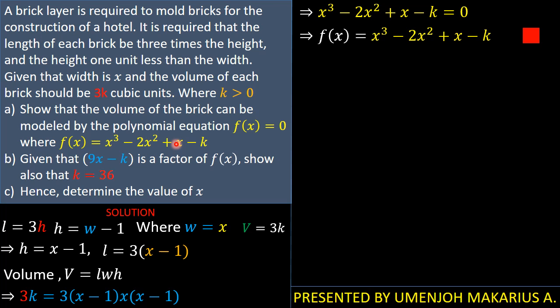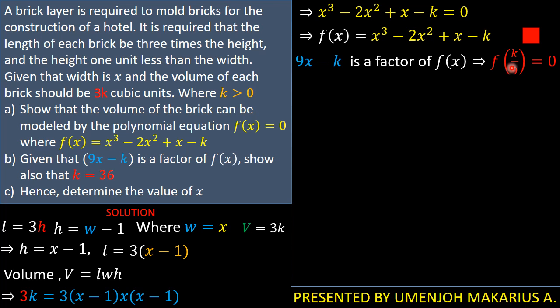Then friends, the B part is saying that given that 9x minus k is a factor of f of x, we should show also that k is the same like 36. Alright, so we should have it in mind that if 9x minus k is a factor of f of x, that therefore implies f of k over 9 has to be equal to 0.